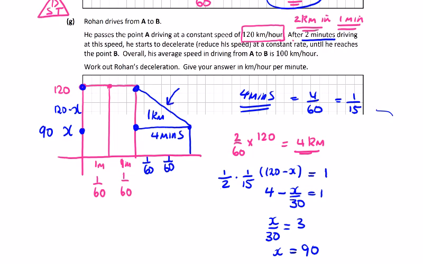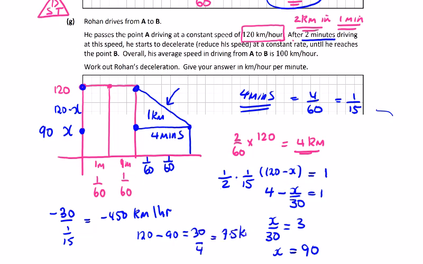And the deceleration is the slope of the line. So the slope of the line is the rise over the run, which is the time, which is 1 over 15, which is equal to minus 450. That will be kilometers an hour, so kilometers an hour per minute. When we think about constant acceleration over 4 minutes, it slows down by 30 over 4 minutes. So that's going to be 7.5 kilometers an hour per minute, which is what they're looking for here. If you multiply 7.5 by 60, you'll get to 450 kilometers an hour.